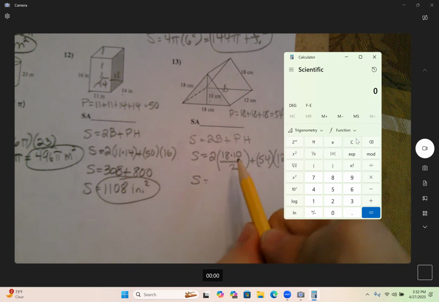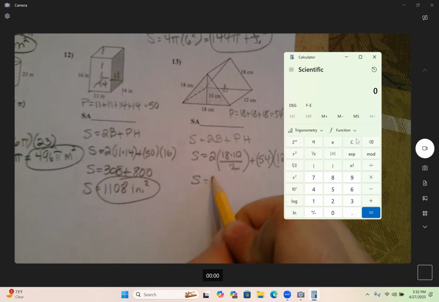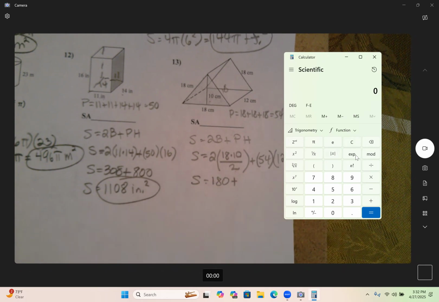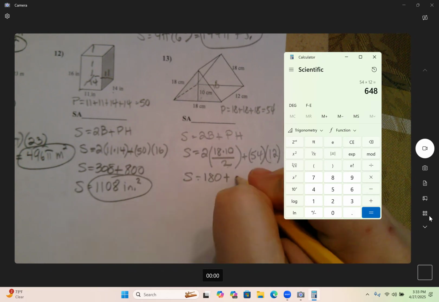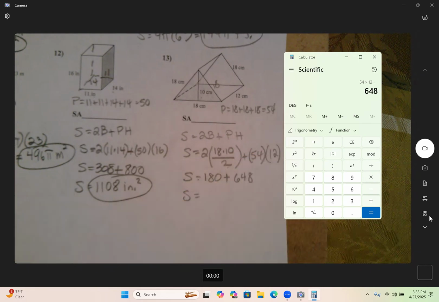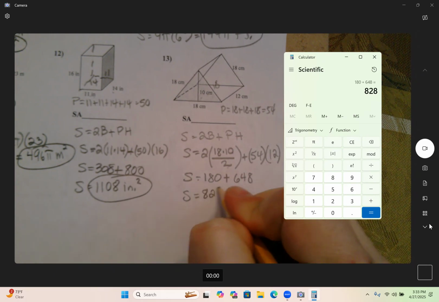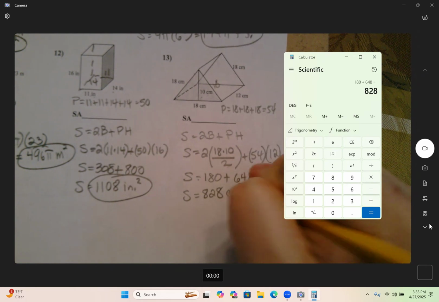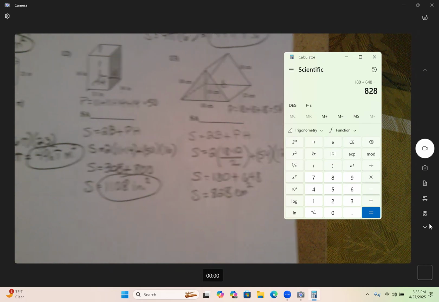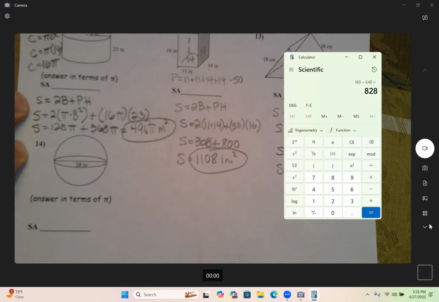All right, so you can do 18 times 10 divided by 2 and then multiply by 2, you get 180. Okay, and then 54 times 12 is 648. Okay, so 180 plus 648 is 828. And this would be in centimeters squared. Okay. And number 10, or excuse me, number 14, sorry.